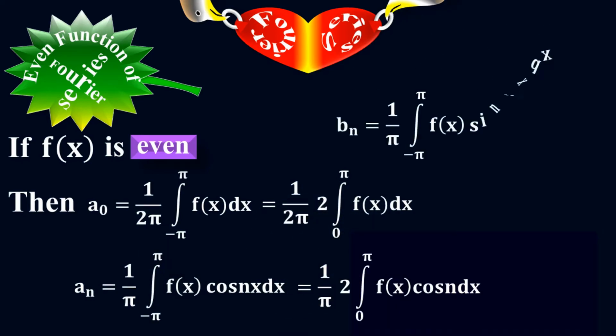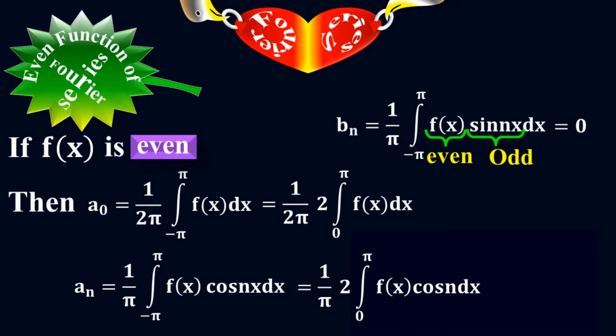But what if I take b sub n? It equals 0. Why? Because the given function is even and sin nx is odd. So even times odd equals odd. Now according to the rule, if you have an odd function in the Fourier series integral, it always equals 0. So this whole function is odd. You have a value for the coefficients only if the integrand is an even function. If it is odd, your coefficient value is 0.